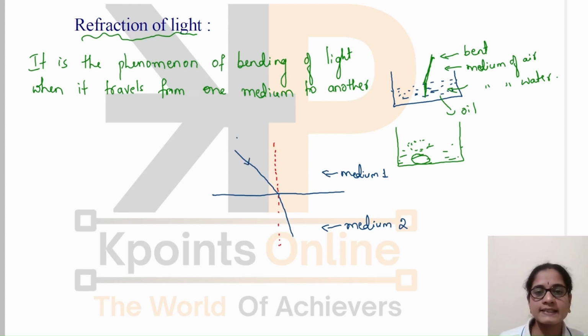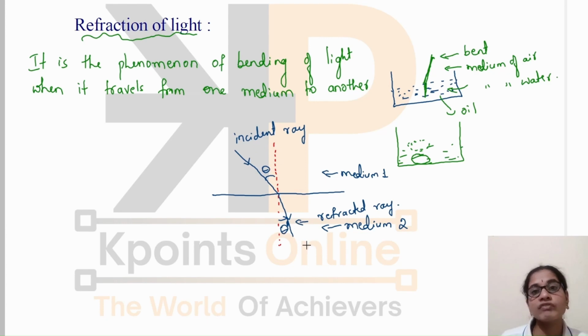This is the incident ray. This is the refracted ray. The ray which falls on the interface is called the incident ray. The ray which gets refracted is called the refracted ray. The incident ray makes an angle theta with the normal, and the refracted ray also makes some angle theta dash with the normal here. This theta is called the angle of incidence and this theta 1 is called the angle of refraction. Both of these angles are different.